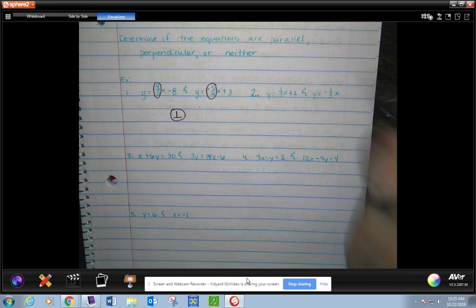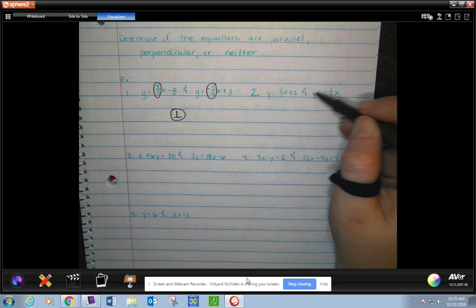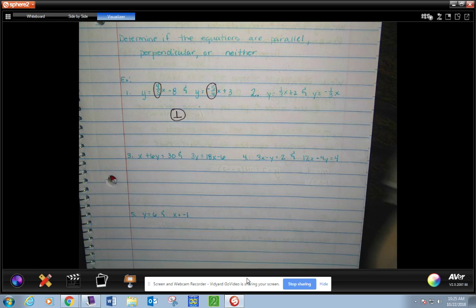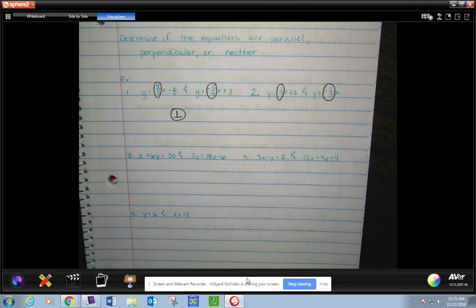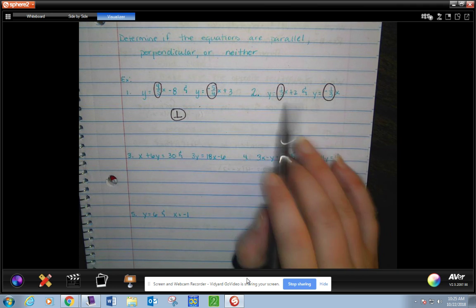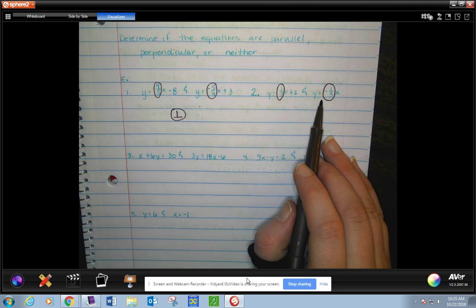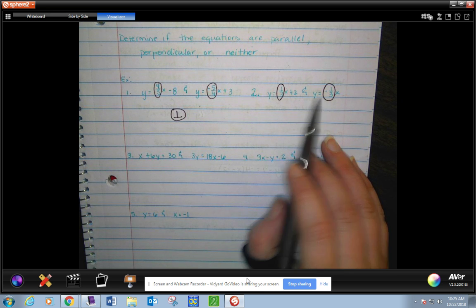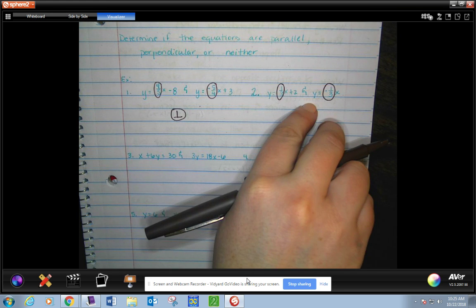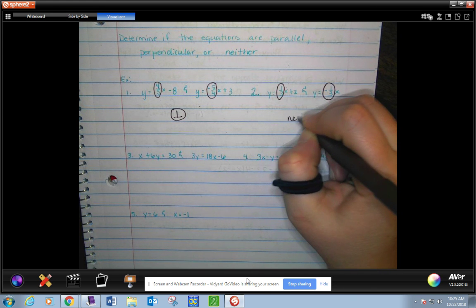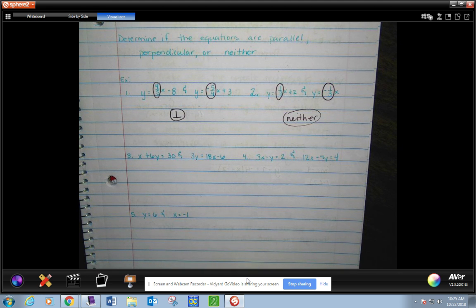Okay, for example 2, when I have y equals 1/3 x plus 2 and y equals -1/3 x, all I'm looking at is the slope, so whatever's in front of x. These are not the exact same, so they're not parallel. And they are opposite signs, but the fraction didn't flip. So these are neither. Be very careful with those. These are where people like to make a mistake.